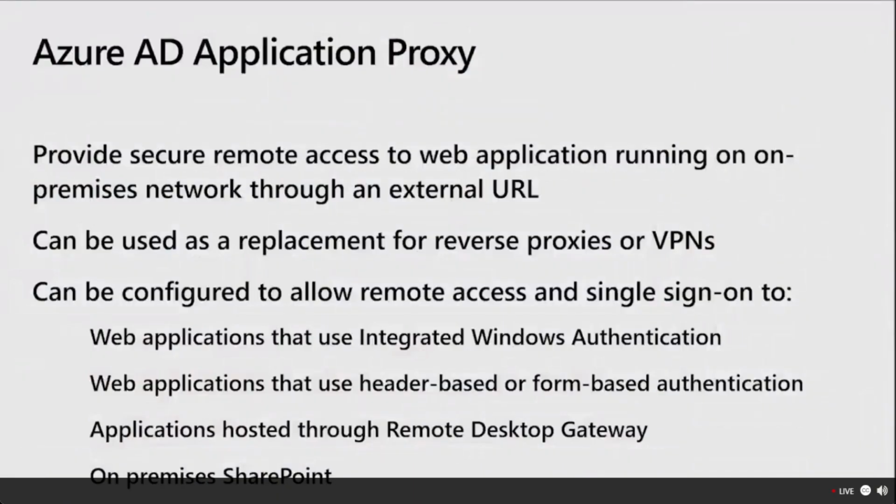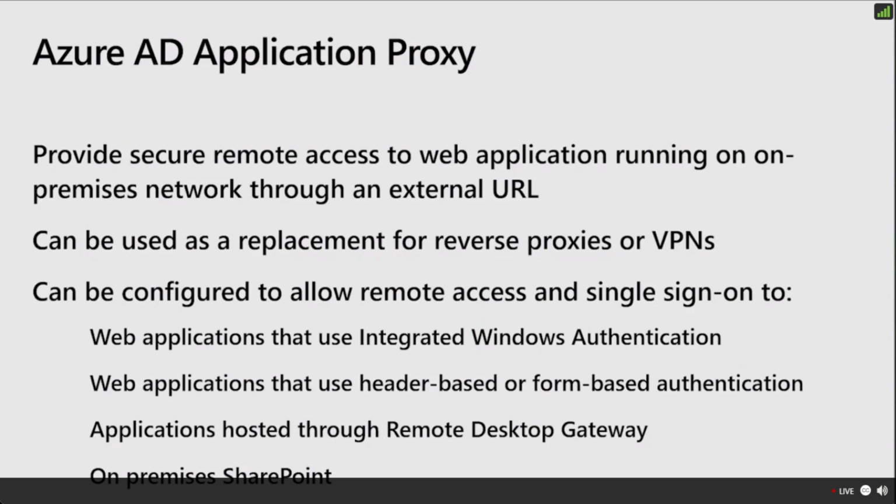So the next technology I want to talk about is Azure Active Directory Application Proxy. The idea of this technology is it allows you to provide secure remote access to web applications running on an on-premises network through an external URL. That is, clients on the internet use an external URL. They authenticate using their on-prem Active Directory credentials, which are replicated up through Azure AD Connect to Azure.